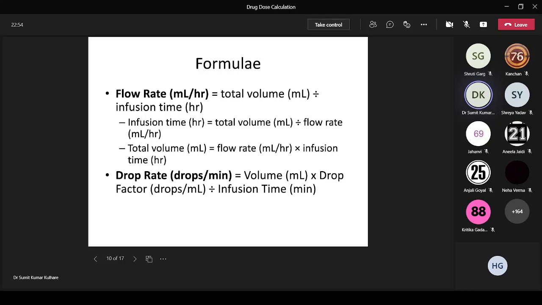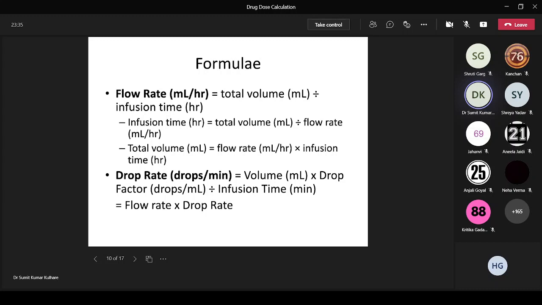What that drop factor means is that, suppose the drop factor is 20, that means 20 drops will constitute 1 milliliter of the solution. So if 20 drops have passed, that means 1 milliliter of the solution has passed. The drop rate formula is total volume into drop factor divided by infusion time. Or simply you can say that flow rate multiplied by drop factor is equal to drop rate.